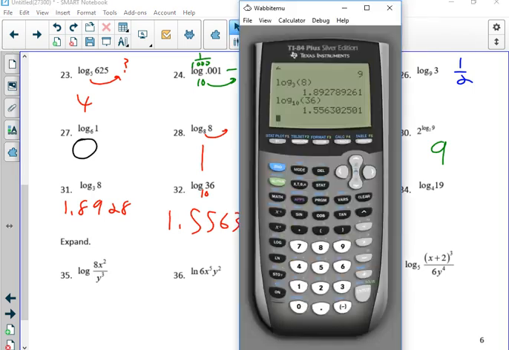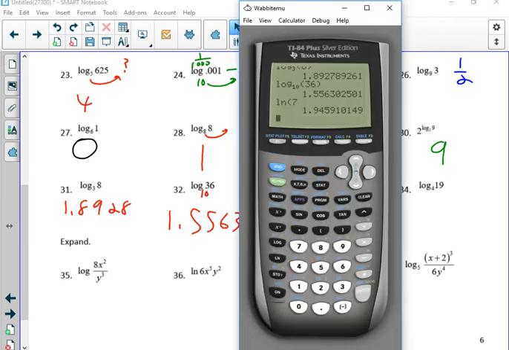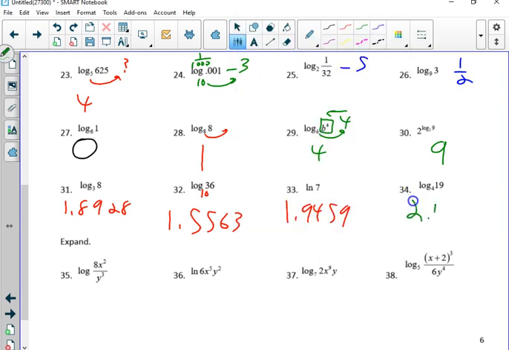ln of 7, literally just hit ln 7. There you go. 1.9459. Log base 4 of 19. Math button. Whoops. What happened there? Math button. Again, third time's the charm. Math button. 4, 19 in parentheses. Bam. There it is. 2.124.